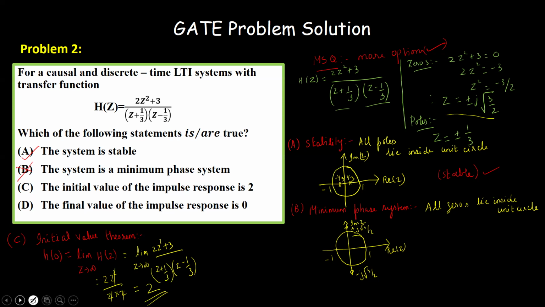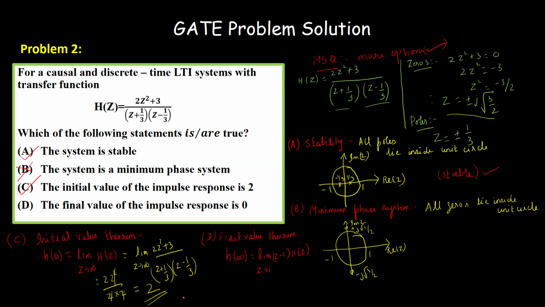So option C is also the correct one. So let me check with the last option, final value. What is the last option? Final value of the impulse response is 0. So we can use final value theorem to find out the final value of the impulse response. Final value of the impulse response means we need to find h of infinity. So formulation is limit z tends to 1, z minus 1 into h of z.